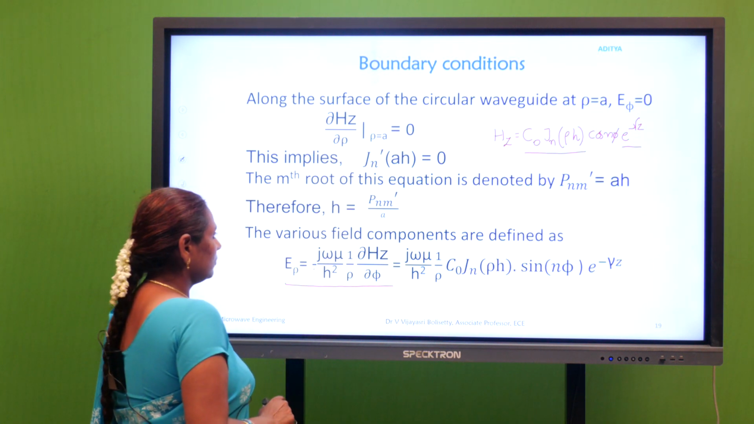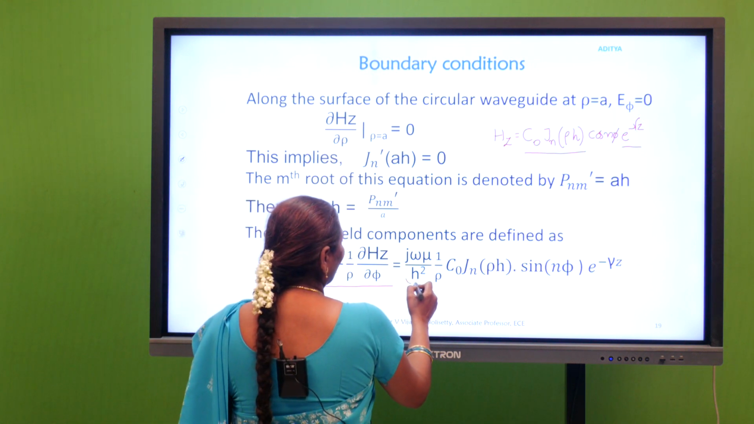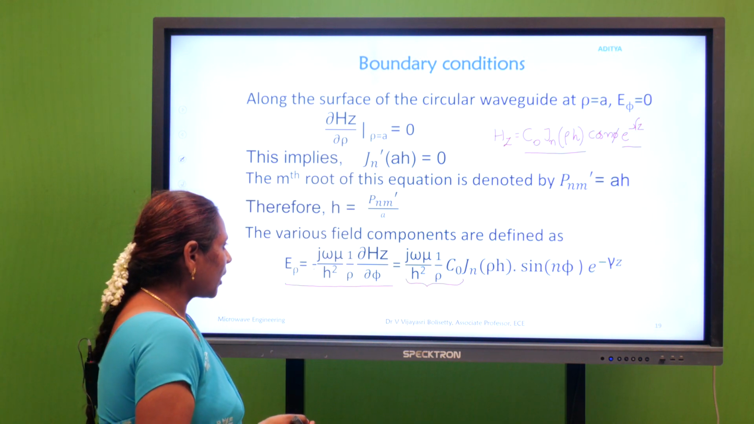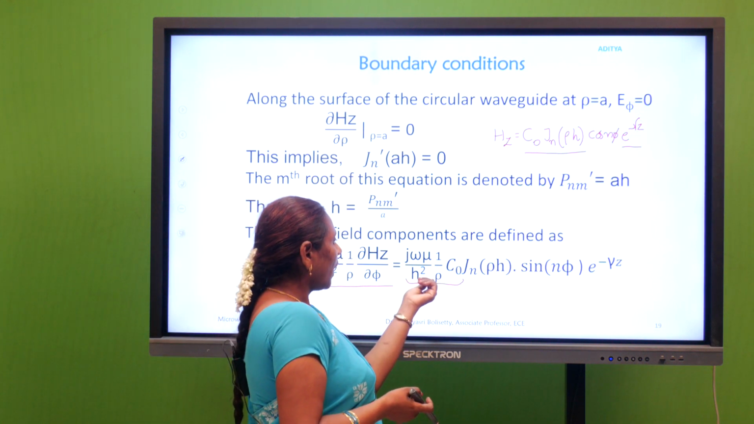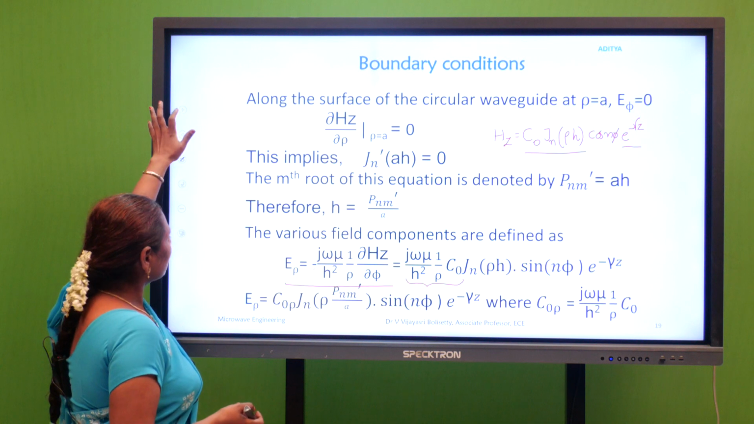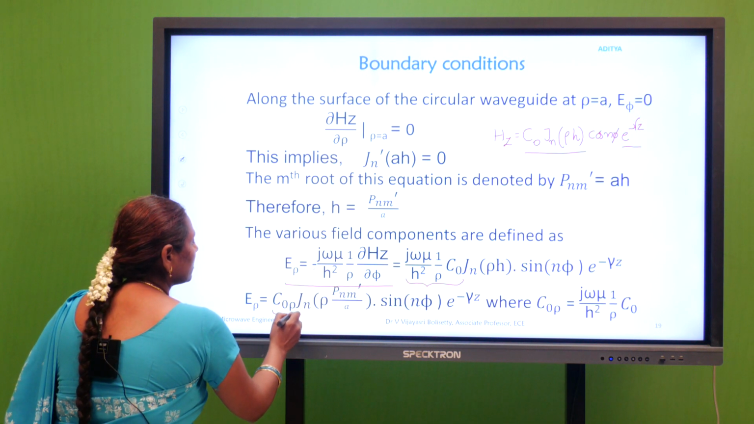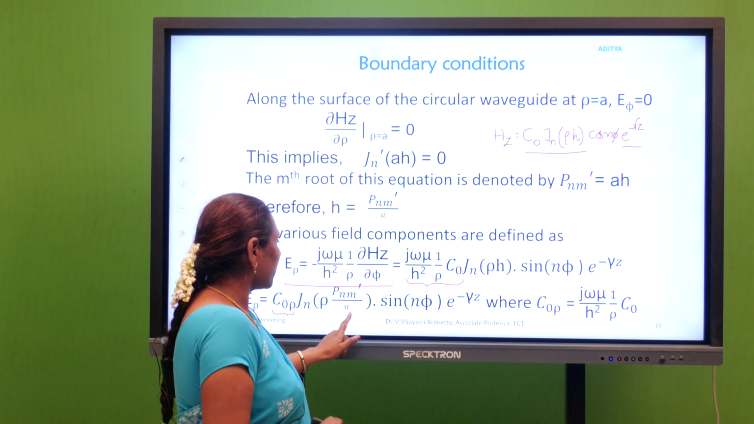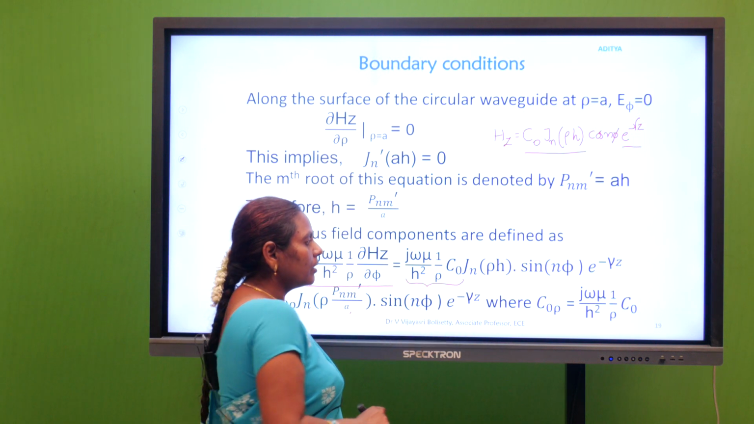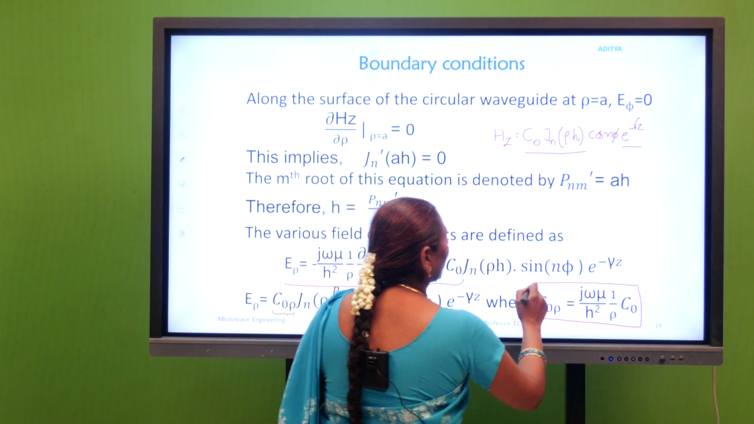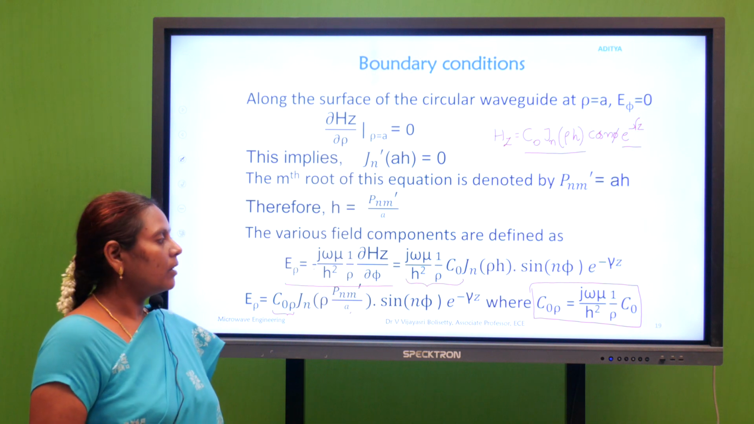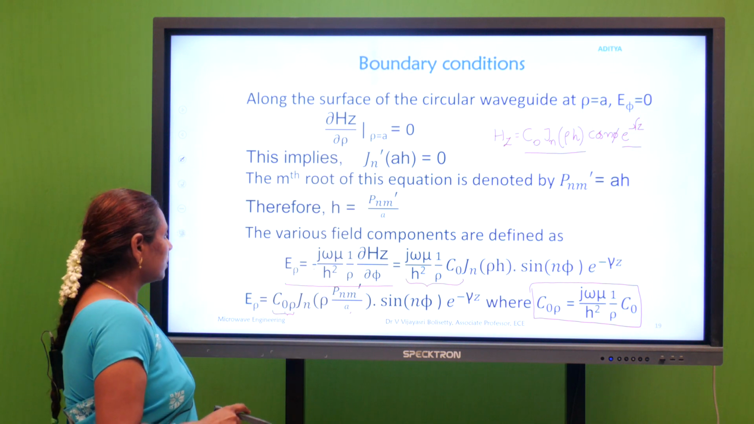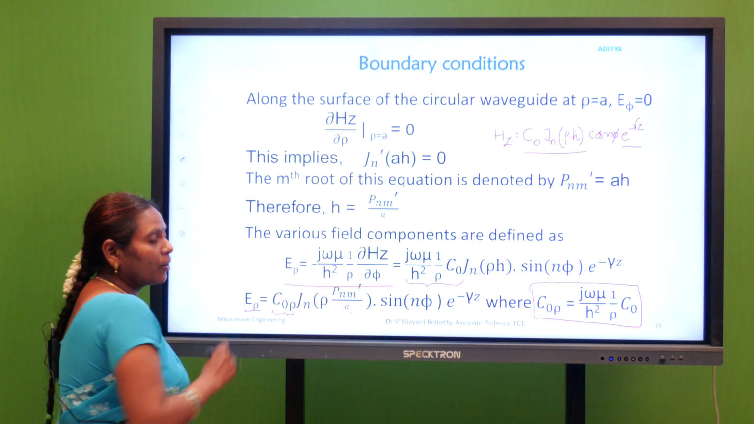So, now we have a lot of coefficients, constants here at the beginning. Simply we can write this as some arbitrary constant with respect to rho as C naught rho, and substitute it. C naught rho, Jn of rho h we write as it is, h we substitute Pnm dash by a, sin n phi e power minus gamma z, where C naught rho is equal to j omega mu by h square into 1 by rho. So, that term we have taken as an arbitrary constant. So, we obtain one of the field components, E rho.